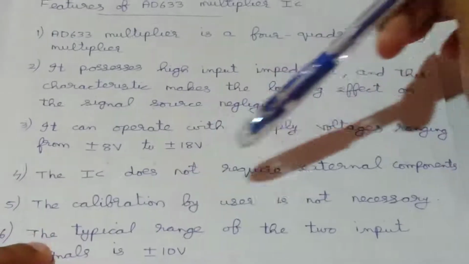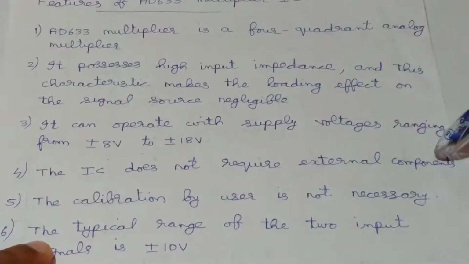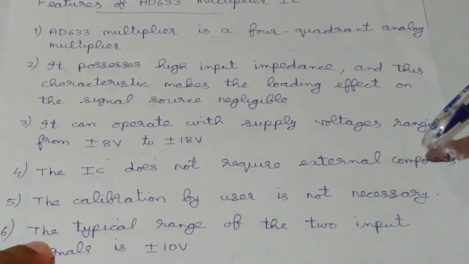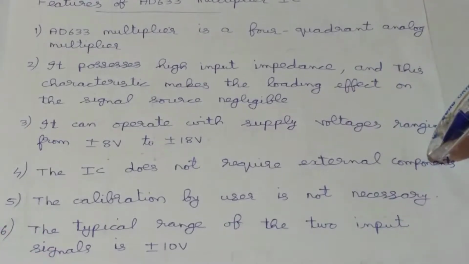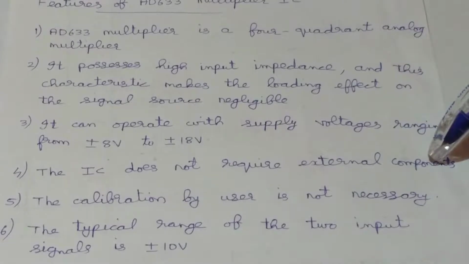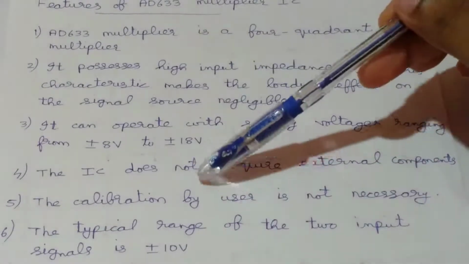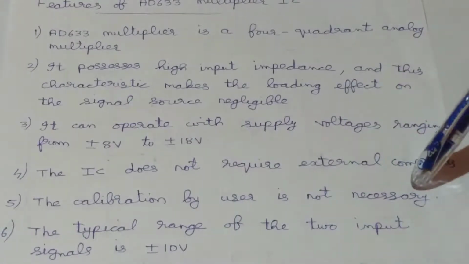Then this IC does not require external components. For the multiplication operation, we need to apply the Vx and Vy inputs to this IC and then we will get the required output at the 7th pin. There is no need to connect any external components. Then calibration by the user is not necessary here.